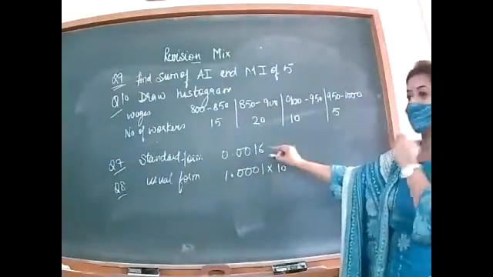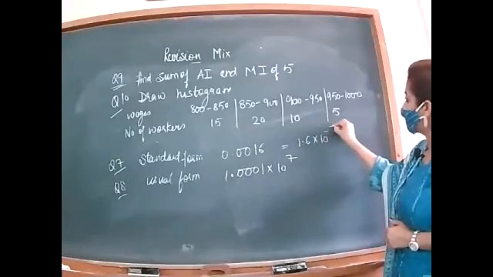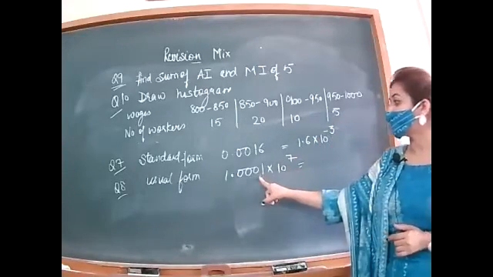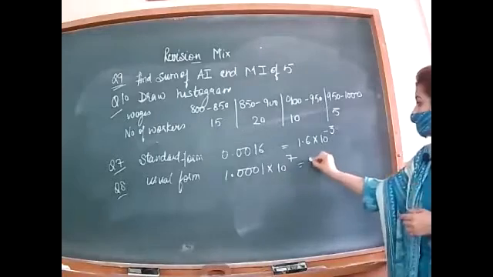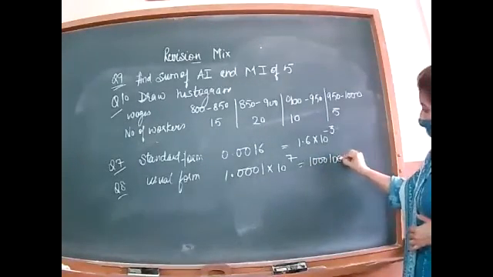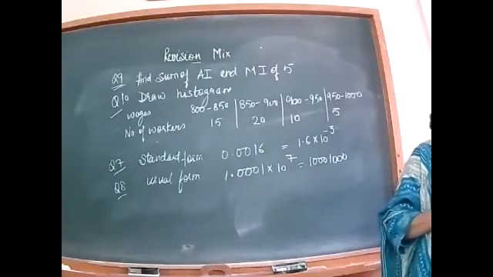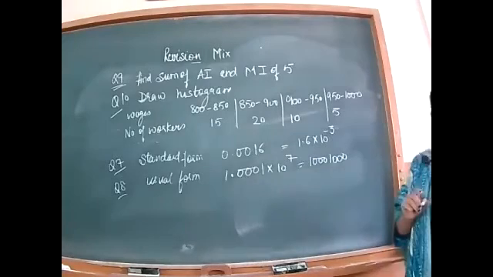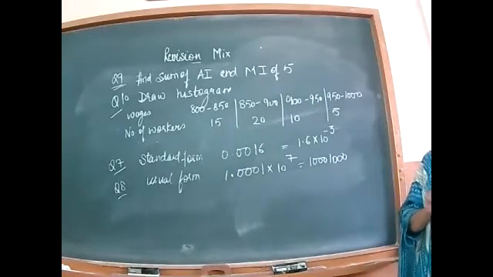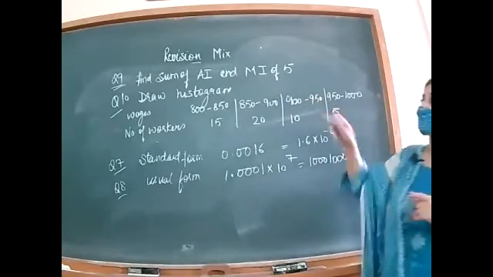Question number 7: the standard form of this is 1.6 into 10 raised to power, and the usual form of this is 1,00,000. Got it? Is it correct? Anyone whose answer is wrong? Any doubt in these two parts? Clear? Start the next question.